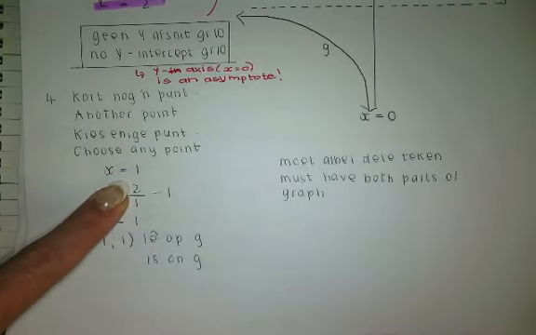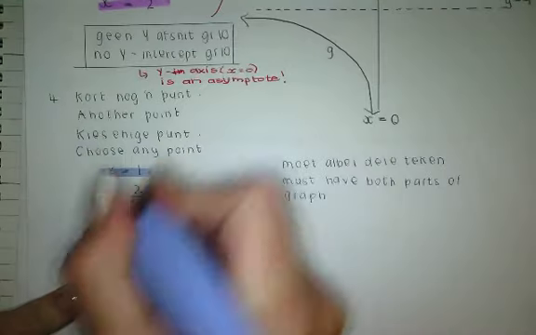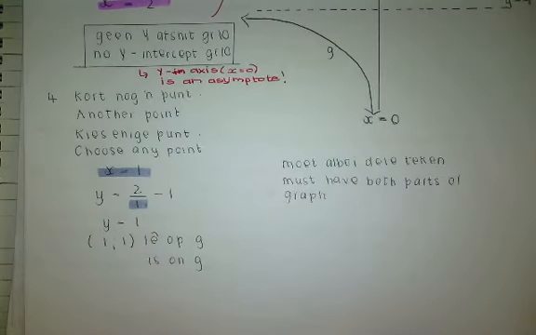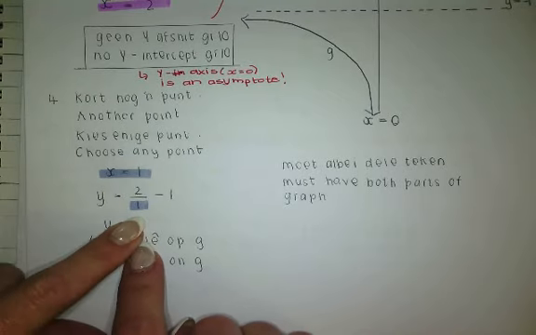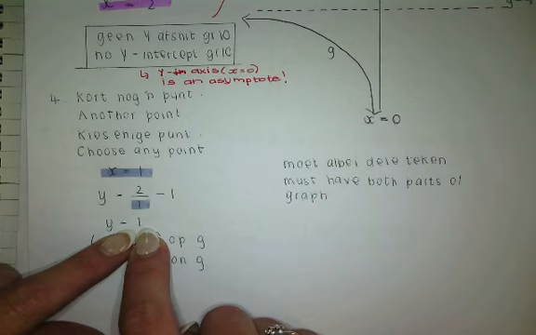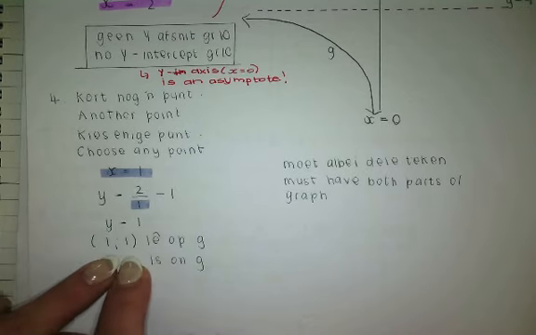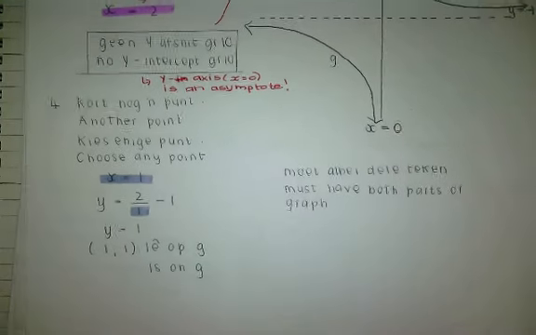Do you see? We need another point. So we'll choose any point, normally 1. So wherever there's an x, I'm going to substitute in 1. You get 1's friend, which is also 1, because 2 divided by 1 is 2, and 2 minus 1 is 1. Therefore, my other coordinates I'm going to use to plot are 1 and 1. Are you with me?